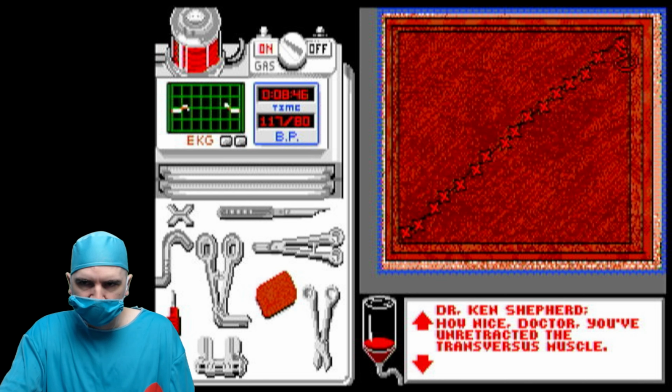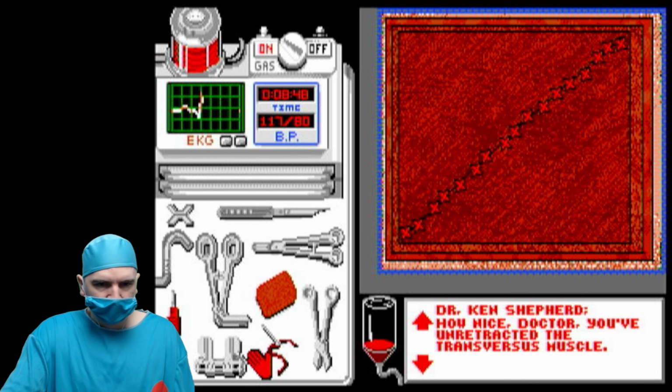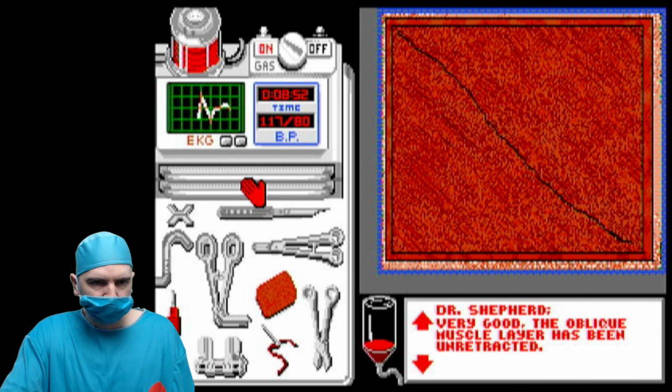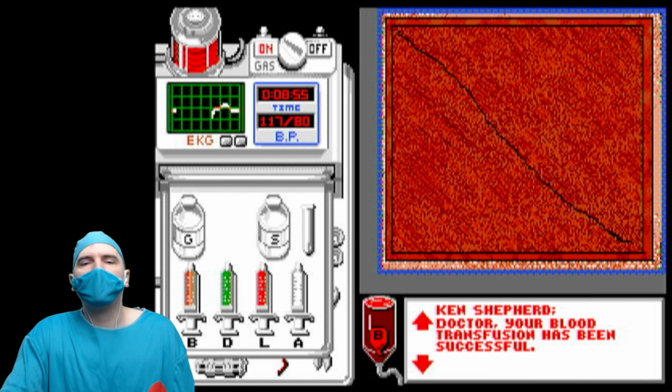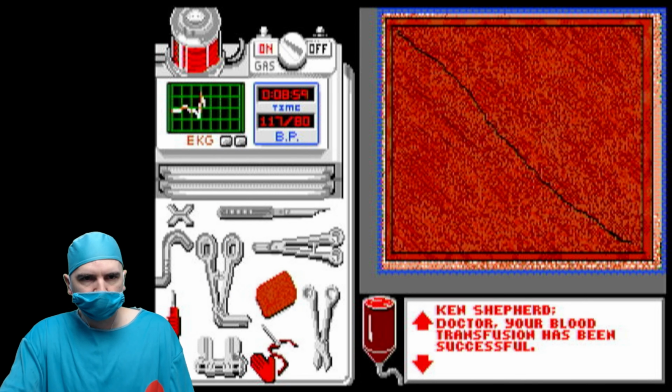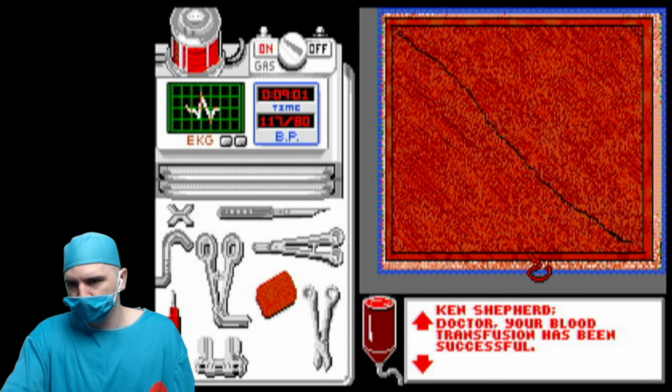Blood is getting low, Jamie. Let's put some more blood in. Very good. Yes, we don't want to run out of blood here. The oblique muscle layer has been unretracted. Definitely don't want to run out of blood here. Doctor, your blood transfusion has been successful. Okay. Heart rate is good. 117/80. Right, let's go.